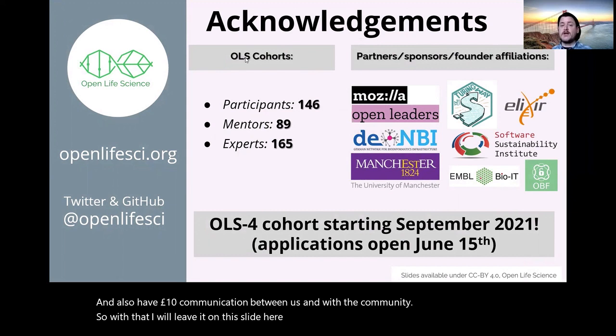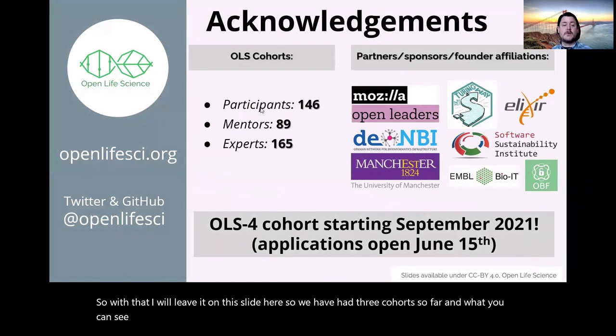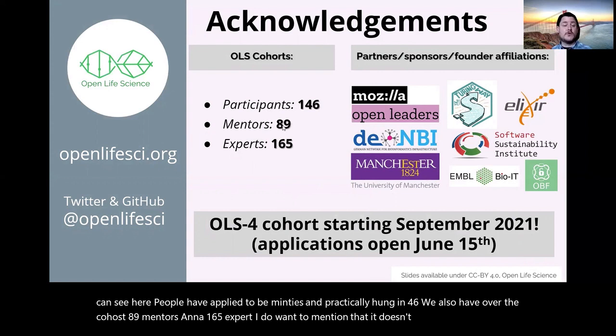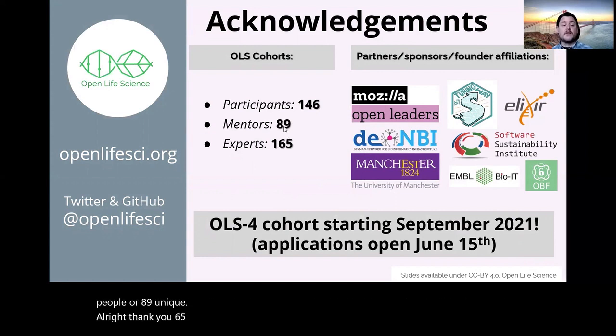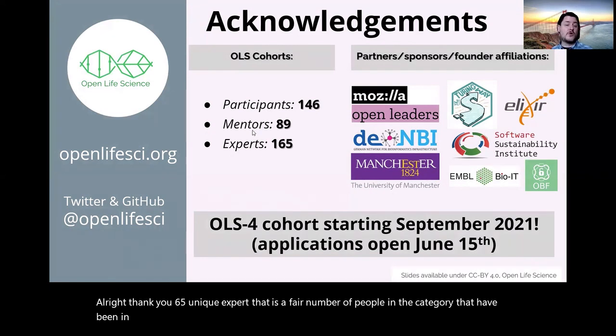We have had 3 cohorts so far. And what you can see here, people who have applied to be mentees and project leads, 146. We also have over the cohorts, 89 mentors and 165 experts. I do want to mention that it doesn't mean 89 unique people or 165 unique experts. There is a fair number of people in the category that have been in at least 2 cohorts, if not 3. So there's a strong sense of people coming back to invest into the community as well.